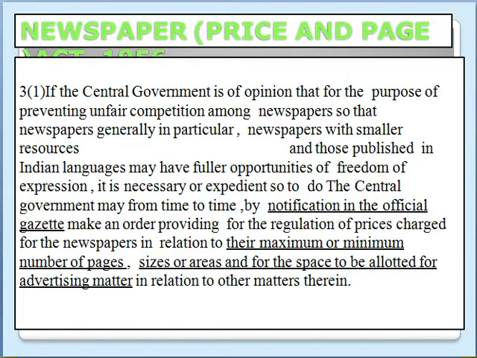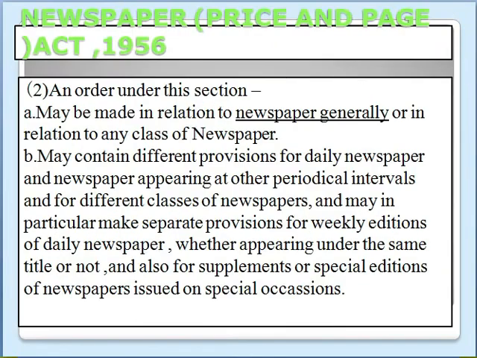Maximum number of pages, this is the price. Minimum number of pages, at least this is the price, but it cannot go more than this. So it will basically be bound by the central government through an official gazette. Also the sizes or areas, and the space to be allotted for advertisement matter in relation to other matters therein. Everything will be pre-settled by the official gazette by the central government, obviously. Now, subsection 2 of the same section says an order under this section may be made in relation to newspapers generally or in relation to any class of newspaper.